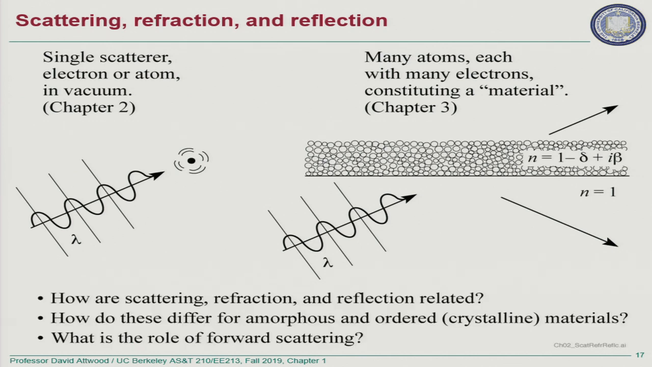And in these chapters, it'll talk about how scattering, refraction, and reflection are related, and how they differ for amorphous or crystalline materials and forward scattering.